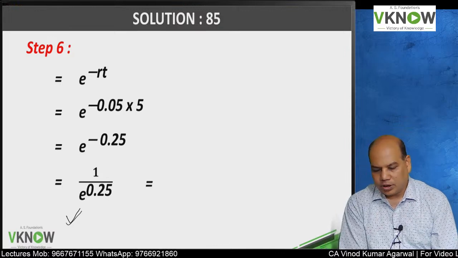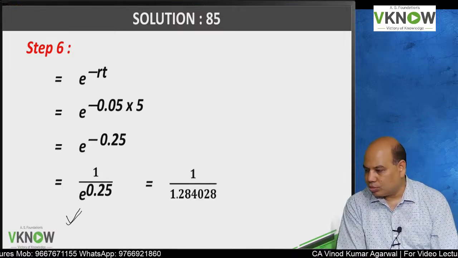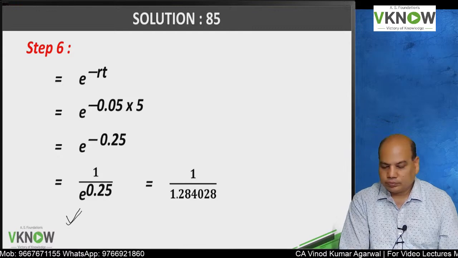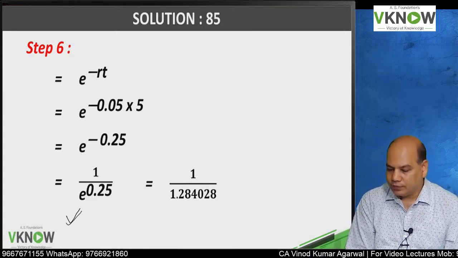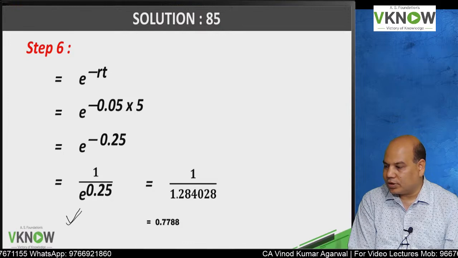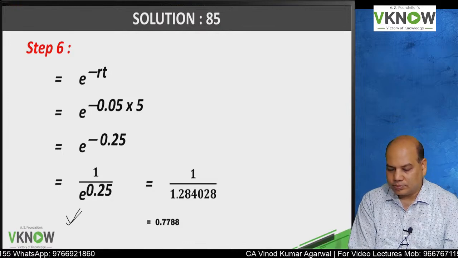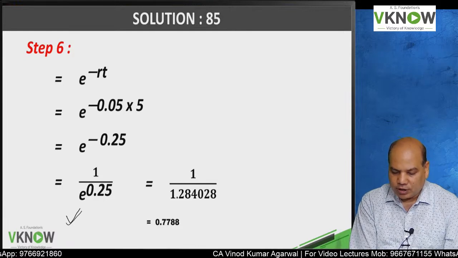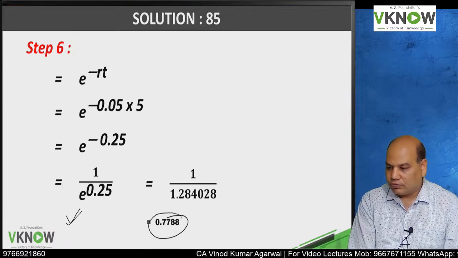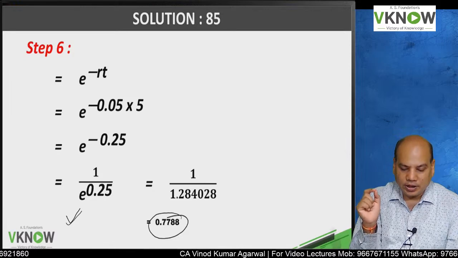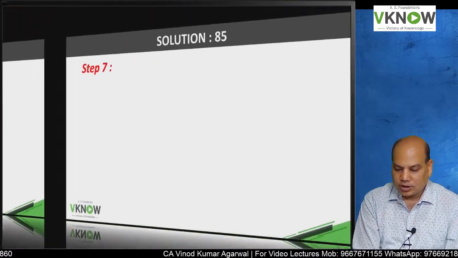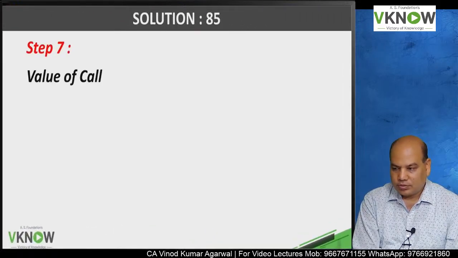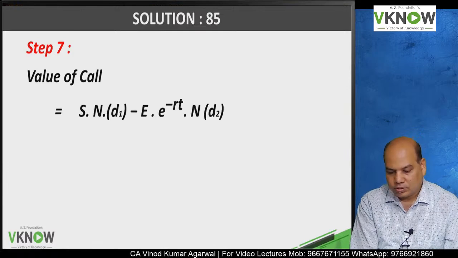One student has replied 1.2840. Very good. 1.2840, or you can say 0.7788. No problem. Factor is 0.7788. Present value factor will be 0.7788. Now the last step, step 7, value of call.